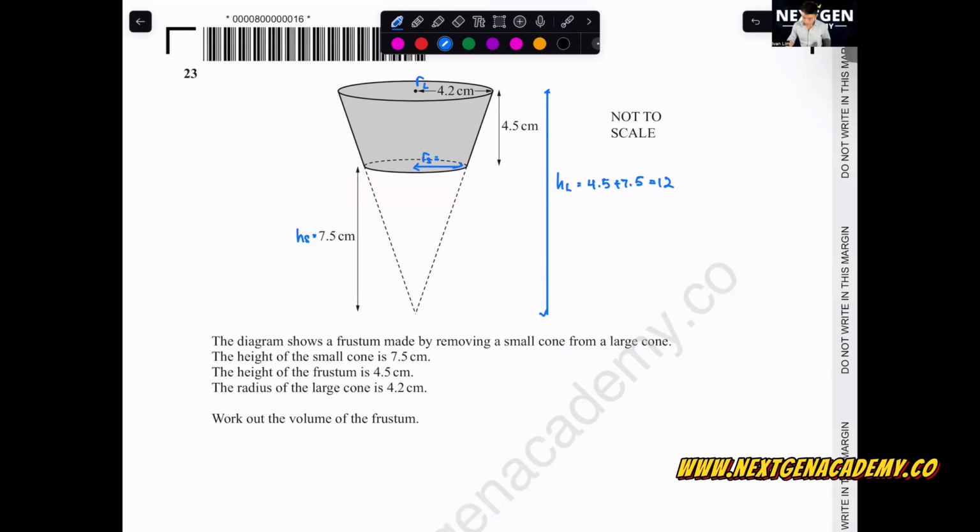Let's write down everything that we have. So we have large and small. For the small one, we don't know RS, and HS is 7.5. Then for the large cone, the radius is 4.2 and the height of the large cone is 12.